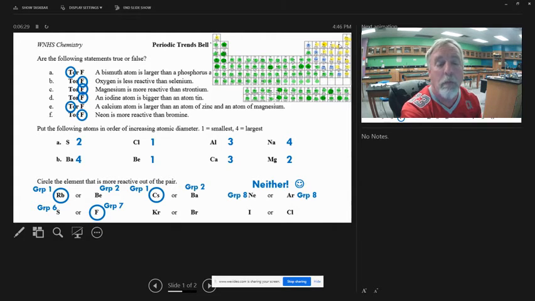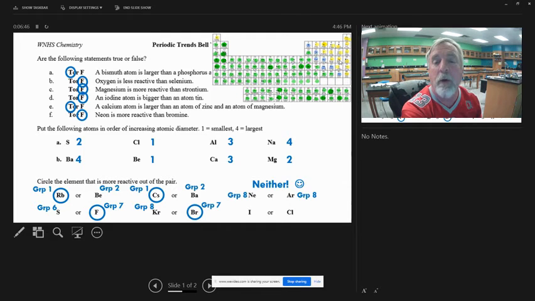Krypton and bromine. So let's go here. There's our krypton. There's our bromine. Krypton, group 8, not reactive. Bromine, group 7, very reactive. So this guy's going to win. The bromine will be more reactive here.